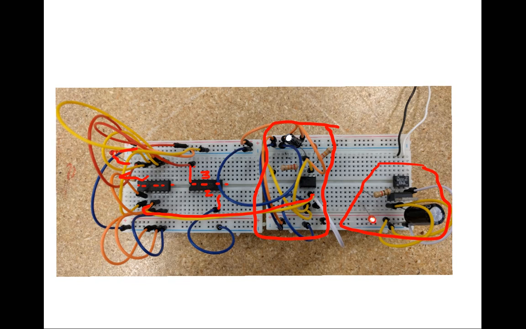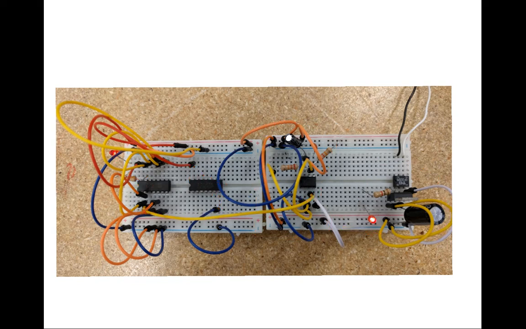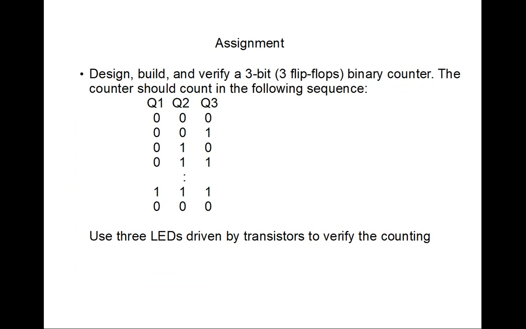So let's see what kind of assignments we can give you. We'd like you to build, design, and verify a 3-bit binary counter that has 3 flip-flops. The counter should count in the following sequence. So we give you the sequence there. Then use 3 LEDs to indicate the Q1, Q2, and Q3 state to verify the counting. We ask you to use transistors to drive the LEDs because it's possible the LEDs will pull too much current out of the flip-flops and cause the flip-flops to not operate.